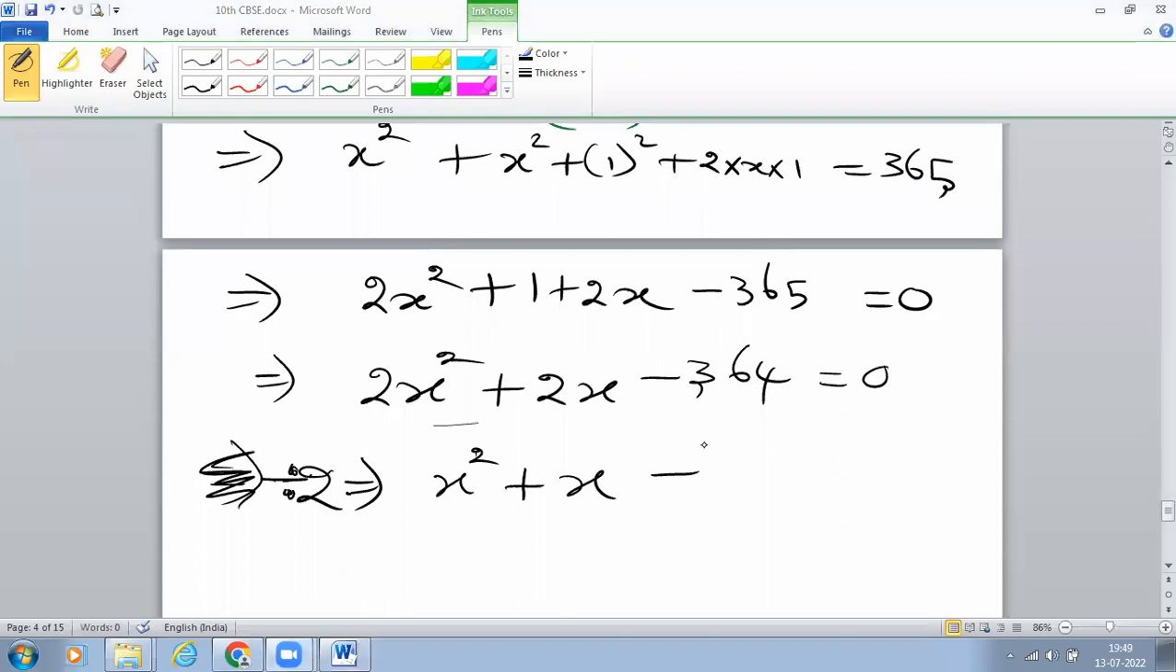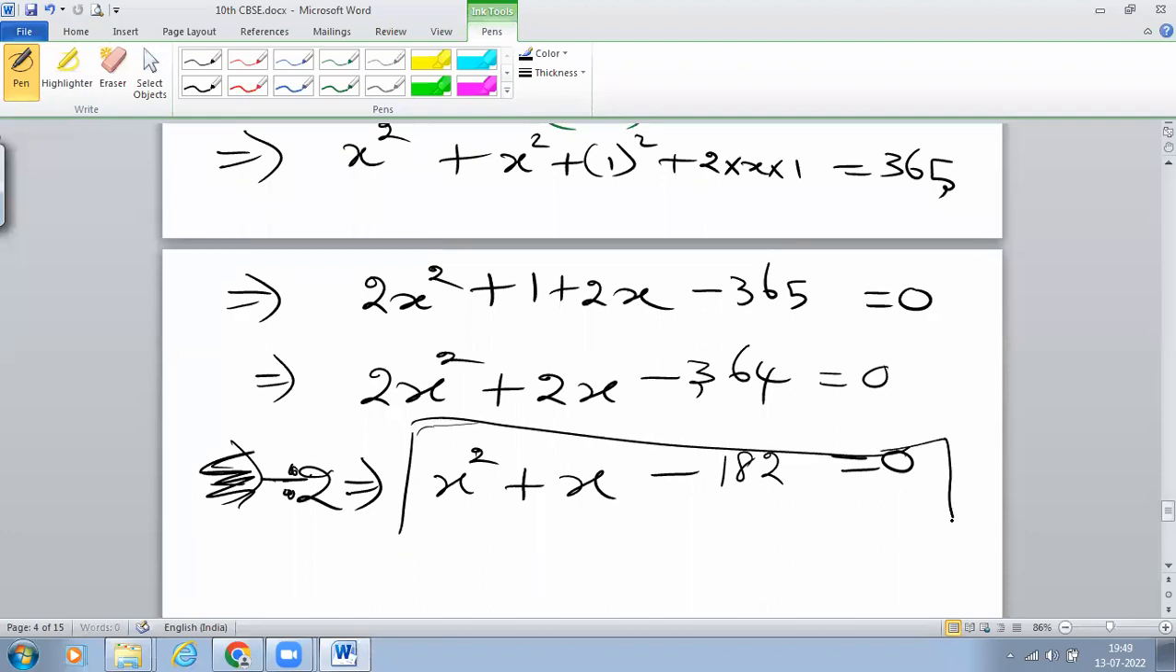What is 364 divided by 2? 182. Yes. So 364 divided by 2 is 182, which is equal to 0. 0 by 2 is 0. So we got the equation as x square plus x minus 182 is equal to 0.